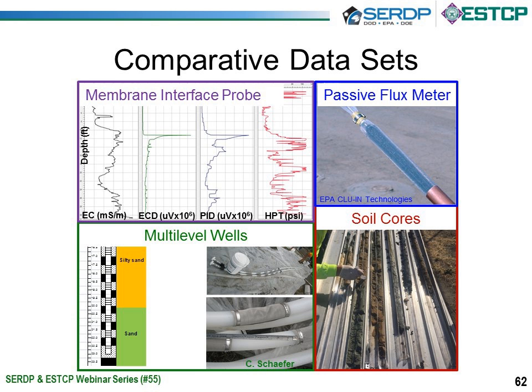So what technologies did we compare to? We compared to the direct push technologies, so the membrane interface probe for the PID and ECD. We compared the velocities to the hydraulic profiling tool, so the pressure it takes to force water to the formation, and the electrical conductivity. We also compared the velocities to measurements of velocity using passive flux meters installed in the wells. We evaluated the concentrations, the CSIA and microbial populations in both the multi-level wells as well as the standard wells, and we also did soil coring.